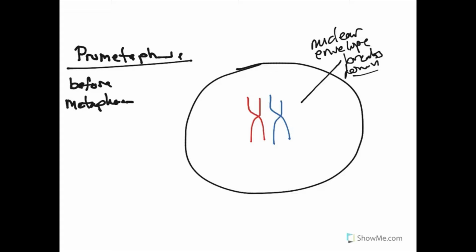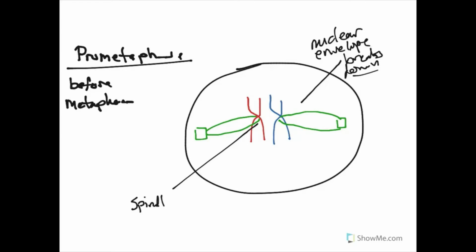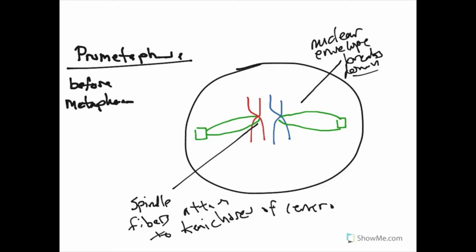Now remember, we talked about the centrioles separated. Now they're going to be at the opposite poles. And the microtubules are going to come in and bind to the kinetochores. So nuclear envelope breaks down, and spindle fibers attach to the kinetochores of the centromere. Okay, so hopefully that's readable in my drawing.